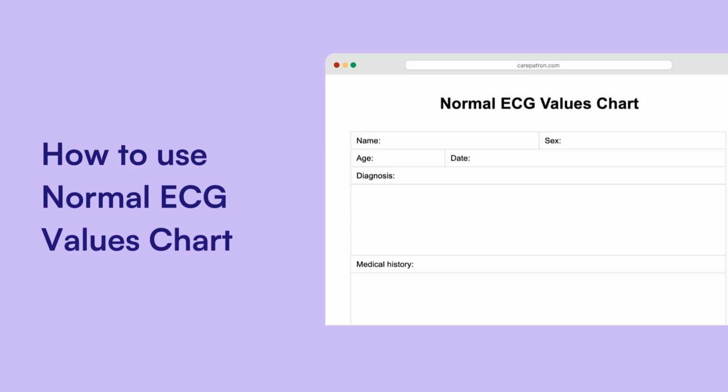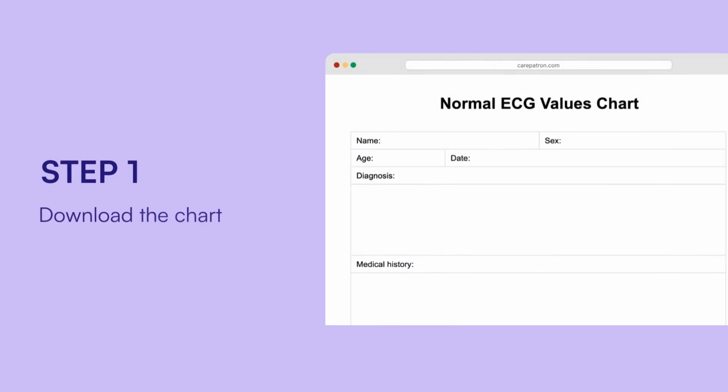To help you interpret ECG results more effectively, we've created a free printable normal ECG values chart template. Here's how to use it.